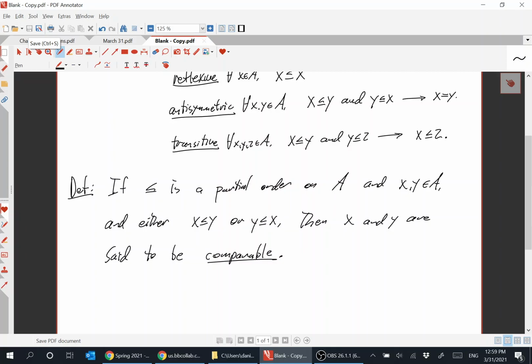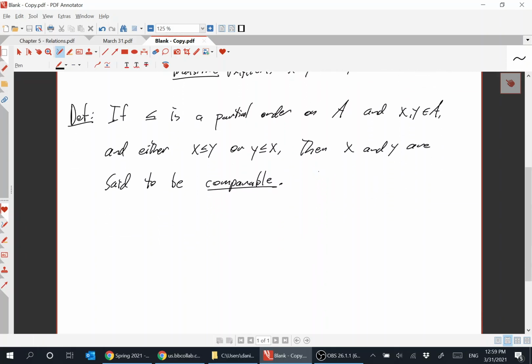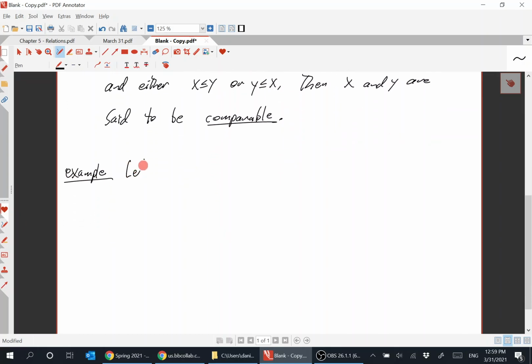X is less than y, or y is less than x, but it doesn't have to be the case in a partially ordered set. That's why it's called a partial order. It's because some things in them are not comparable. So the best example of a partially ordered set is this. So let A be any set.